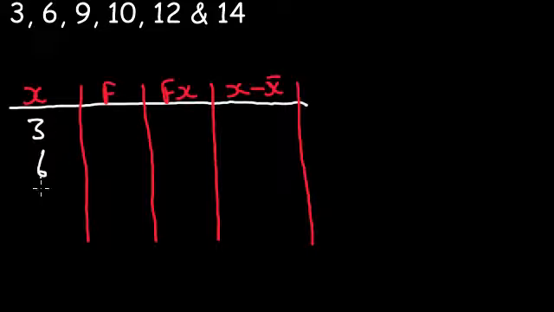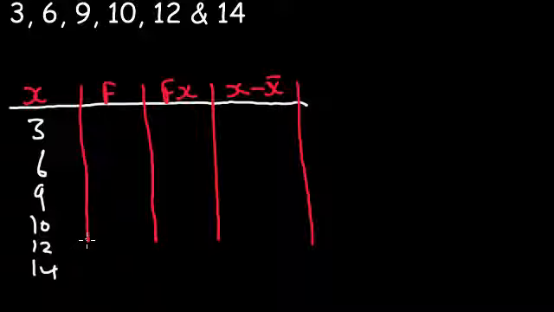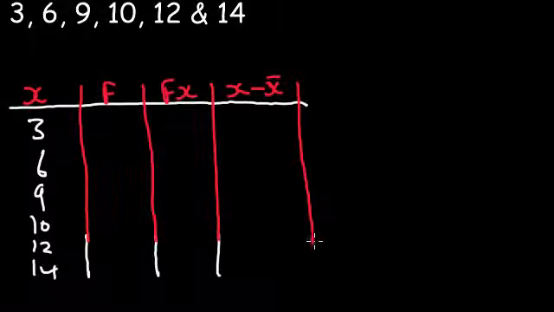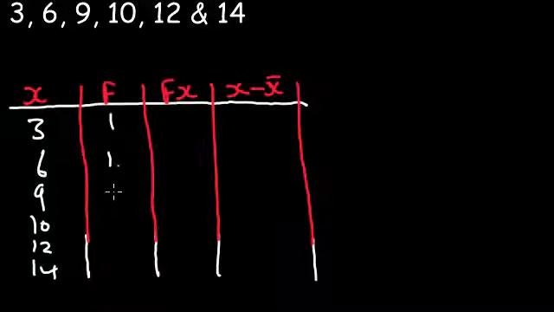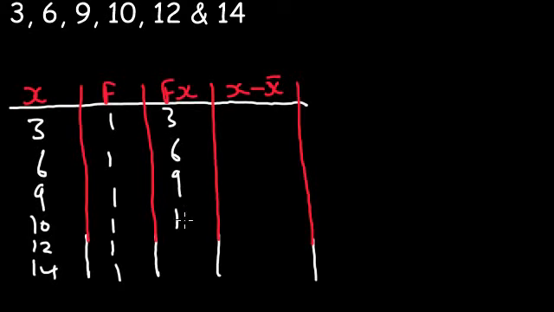So we have 3, 6, 9, 10, 12, 14. So I have to increase this. No, I'm still using white color, but let's continue. So the frequency is just 1, 1. They repeat themselves just once. Okay, fx will still be the same as the x values: 3, 6, 9, 10, 12, 14.